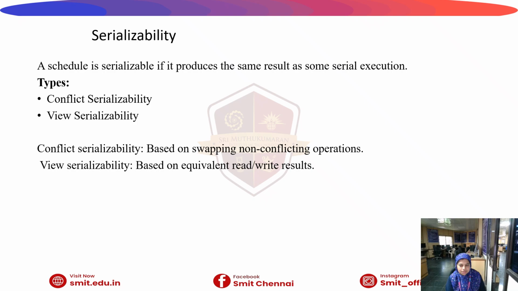The main concept here is serializability. What is serializability? A schedule is serializable if it produces the same result as some serial execution. There are two types: conflict serializability and view serializability. Conflict serializability is based on swapping non-conflicting operations. View serializability is based on equivalent read or write results. These are the most important concepts in serializability.